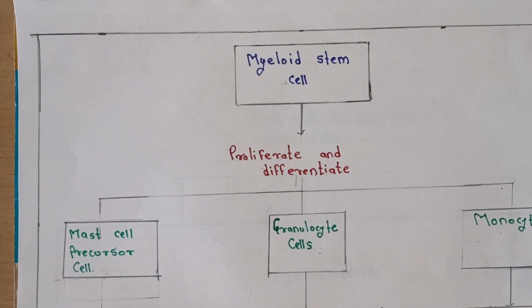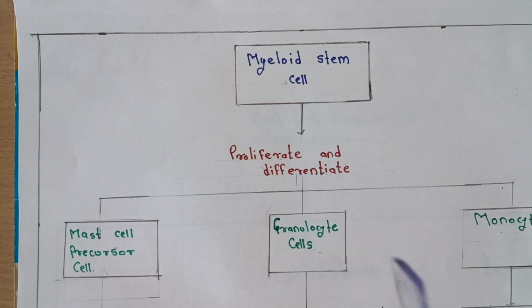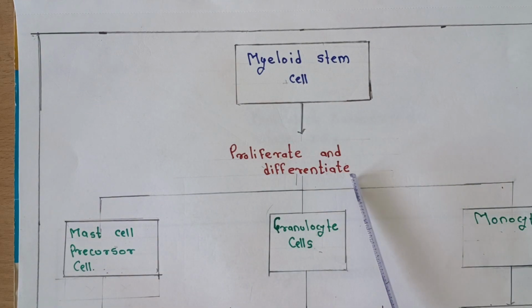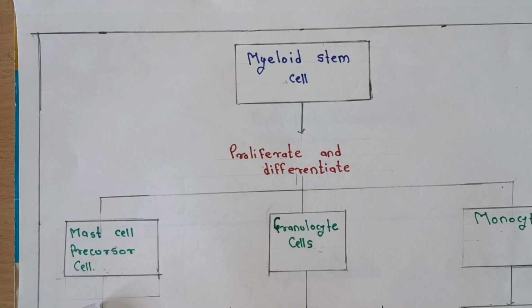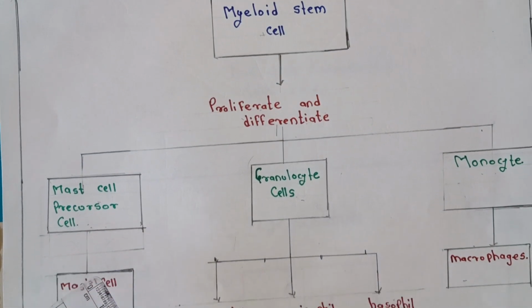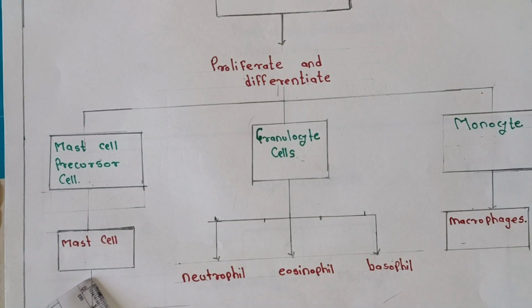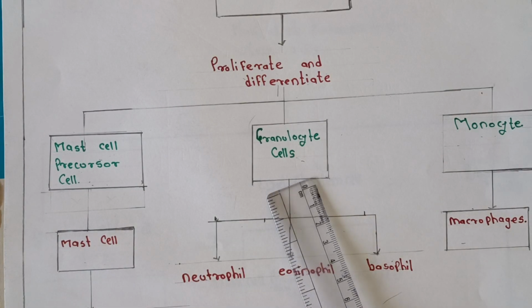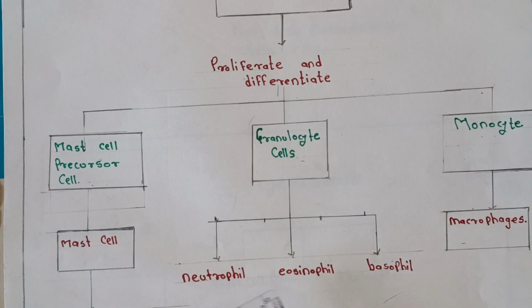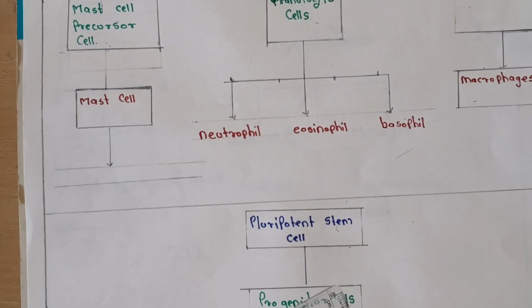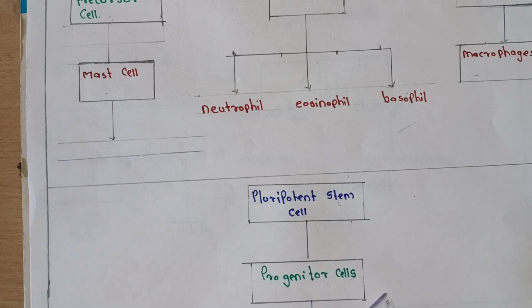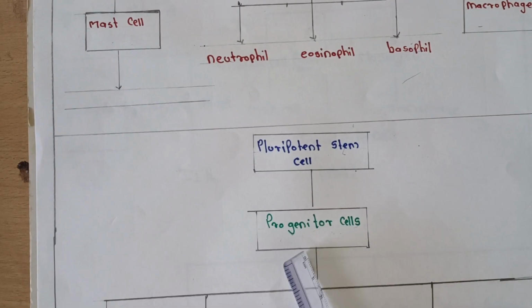the myeloid stem cell. The myeloid stem cell is responsible for proliferating and differentiating into the mast cell precursor cell, granulocyte cell, and monocytes, where the mast cell precursor cell is responsible for the generation of the mast cell, the granulocyte cell for the neutrophils, eosinophil, and basophil, and the monocyte is for the macrophages.